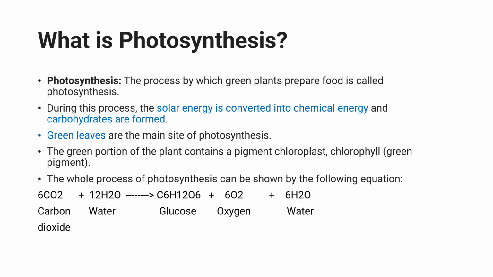Green leaves are the main site for photosynthesis. The green portion of the plant contains chloroplasts, which contain chlorophyll, a green pigment. The whole process of photosynthesis can be shown by the following equation: 6 carbon dioxide plus 12 water molecules gives glucose, 6 molecules of oxygen and 6 molecules of water.